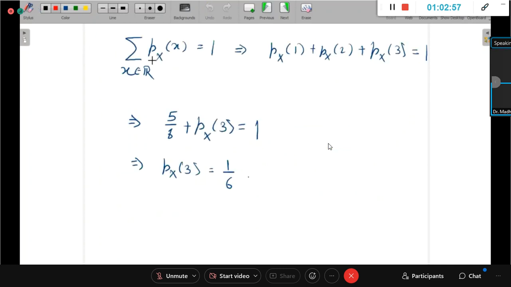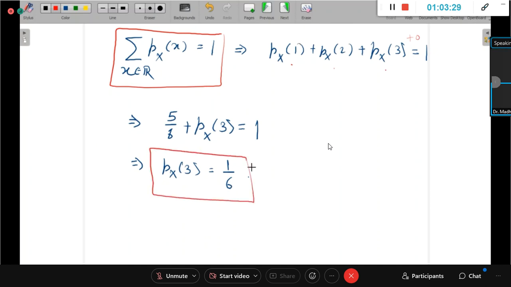So what is the normality condition? It is the summation of px of x, for x belonging to R, equals 1. Now this equals px of 1 plus px of 2 plus px of 3 plus some other x values from the real numbers, but their values are 0, so there is no need to write them here, equals 1. So px of 1 is known, px of 2 is known, so you can find px of 3, which is 1 minus the sum of them. So that is going to be easy to get, 1 by 6.